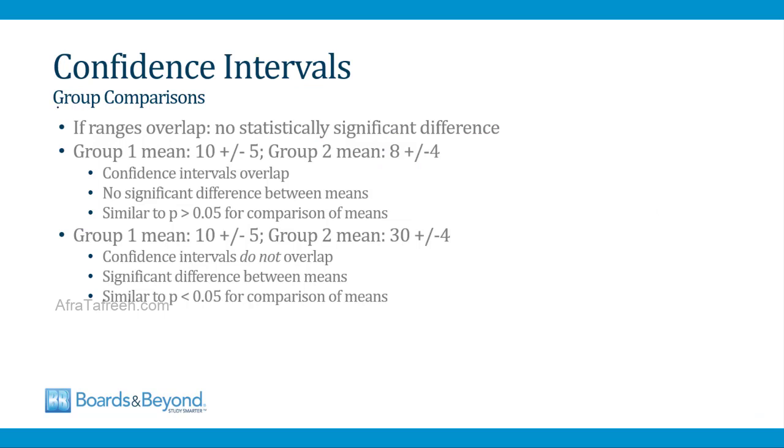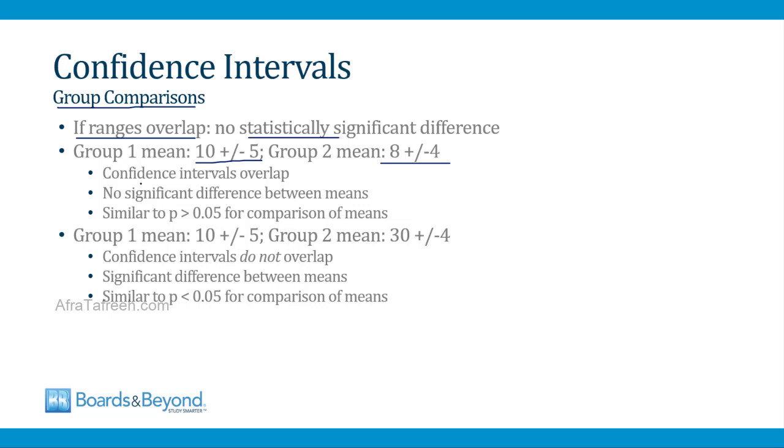And so the reason I'm bringing up confidence intervals in this video is because you can use the confidence intervals when comparing groups to determine whether the differences between groups are statistically significant. And so the way this works is, if the ranges of the confidence intervals overlap, then there's no statistically significant difference between groups. So for example, imagine group 1 had a mean of 10 plus or minus 5, and group 2 had a mean of 8 plus or minus 4.